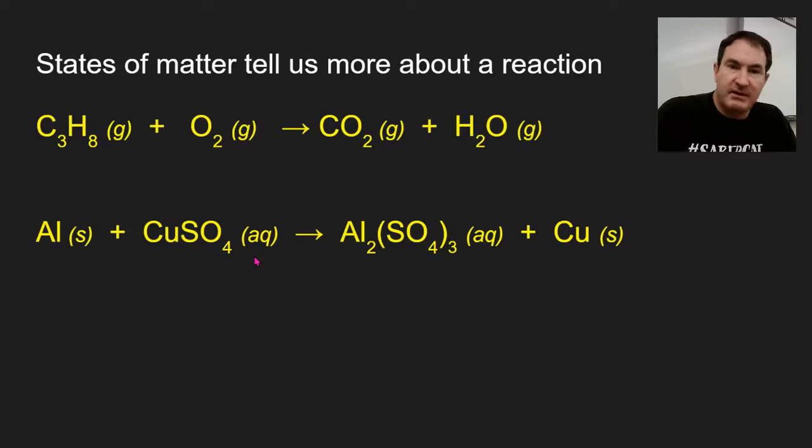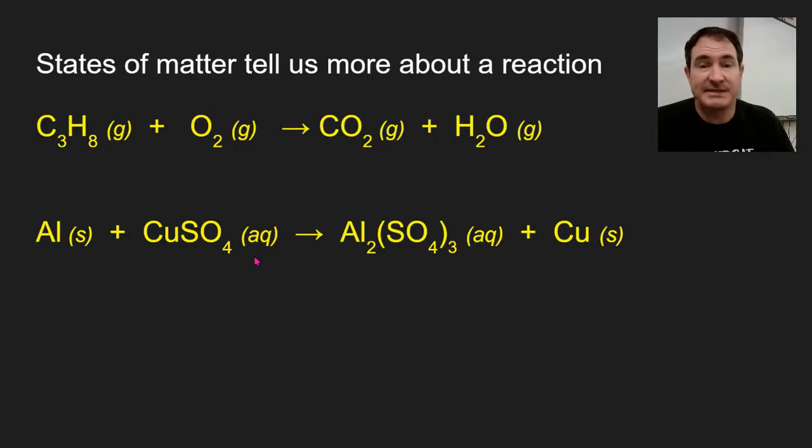Now, if I put solid copper sulfate with aluminum, we're not really going to see a reaction. So in this case, it's really important to know that the copper(II) sulfate has to be dissolved. It has to be aqueous in order for this single replacement reaction to actually happen. If we put solid copper sulfate with aluminum, there's no reaction that's going to really take place.